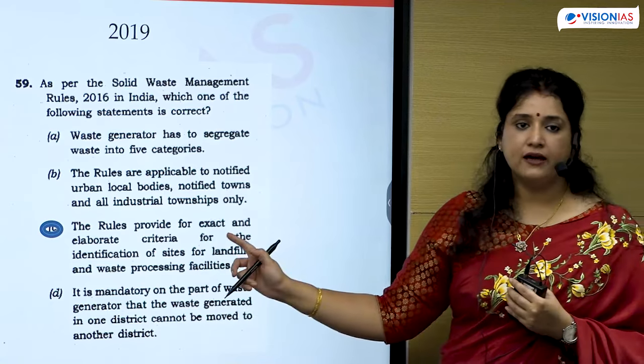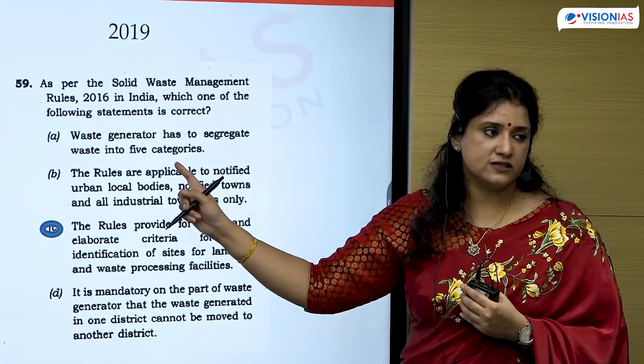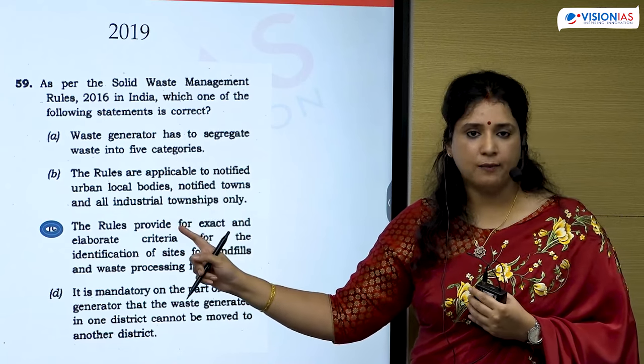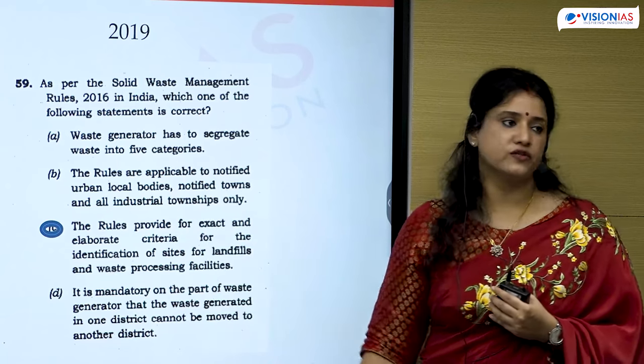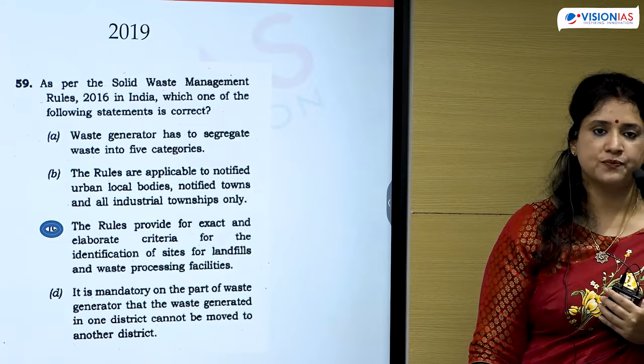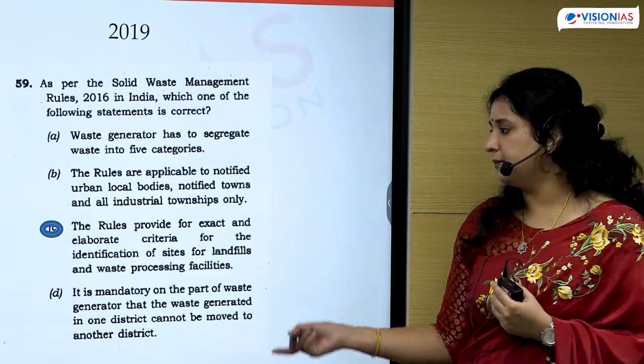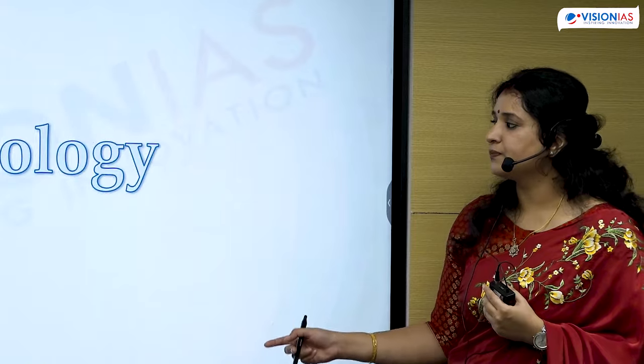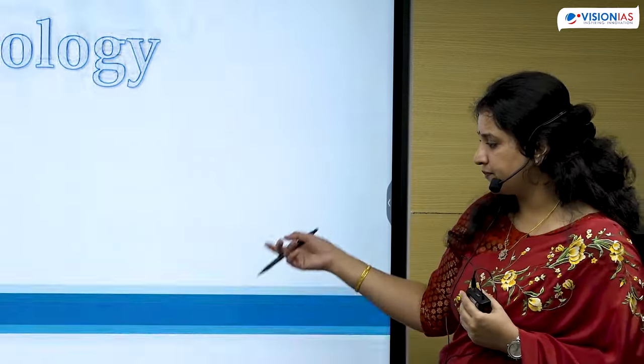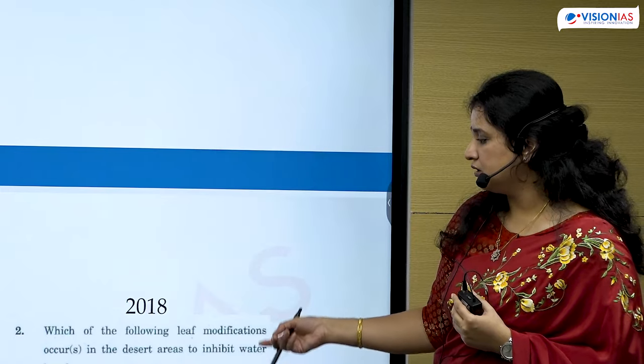Ye to basic hai ki wo waste segregation kaun se categories mein kar raha hai, kahan kahan apply ho raha hai, and what are the other provisions of this particular rules. So rules and acts and policies become important. Now, some questions of basic ecology. Okay. Acts and laws ka, I've given you a flavor. What are the kind of questions? Let's see a few questions from basic ecology.